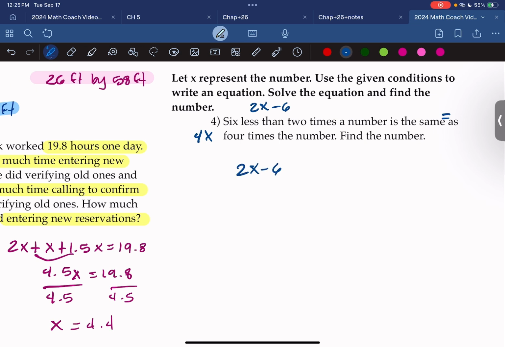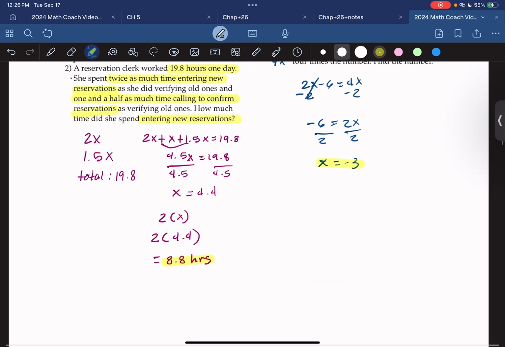2x minus 6 equals 4x. Minus 2x, minus 2x. Negative 6 equals 2x. Divide by 2. Divide by 2. X is negative 3. And that's our answer. Number 5.